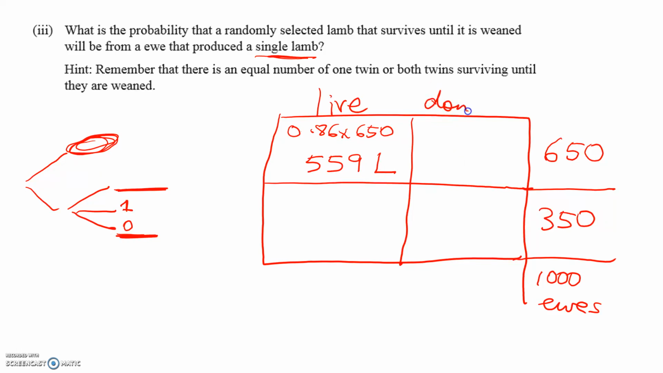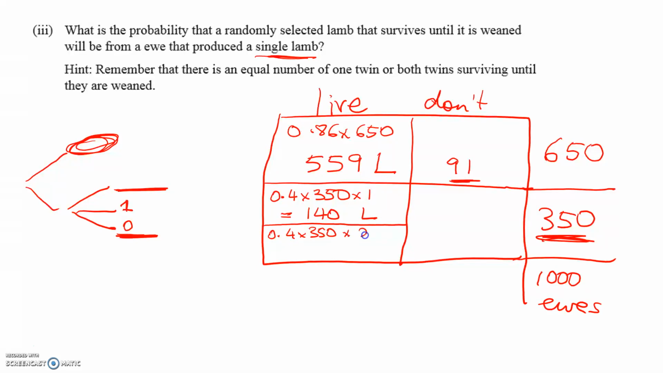And sadly, the ones that didn't survive, so that's going to be the rest. So that will be 91 there. But we don't need to worry too much about that. Now, looking at the 350 ewes that had twins, we're going to break them into two groups. We had 40% of those, so 0.4 of the 350 had twins and one lamb survived. So that gives us 140 lambs. But 40% of those 350 had twins and both survived, so that gives us 280 lambs.